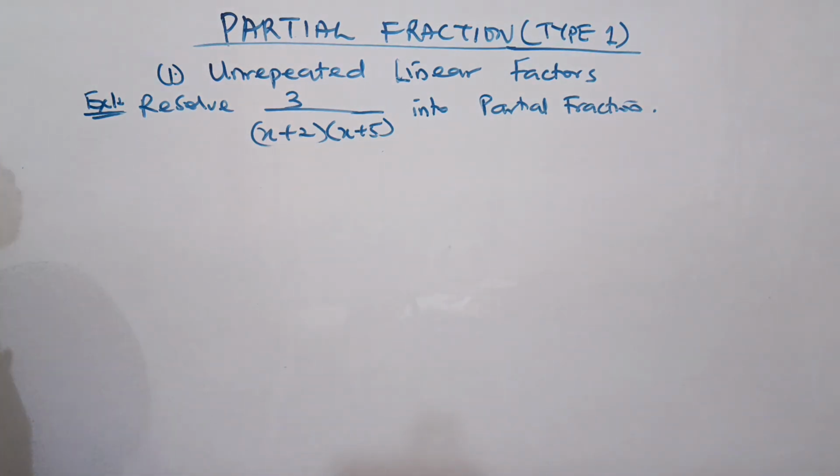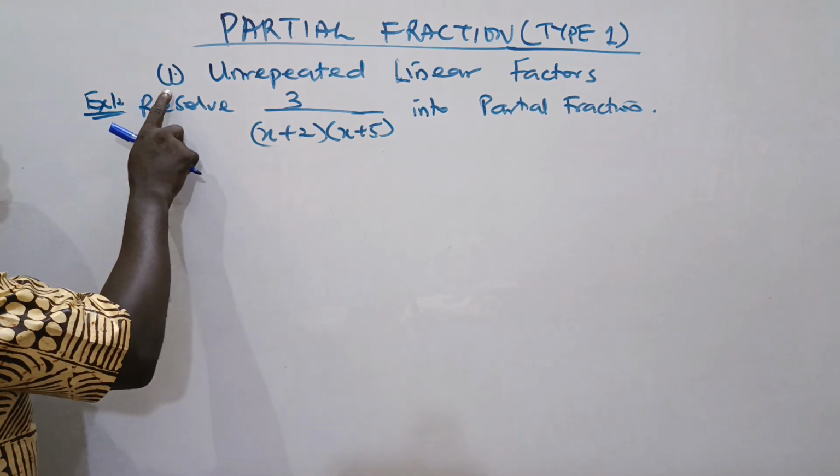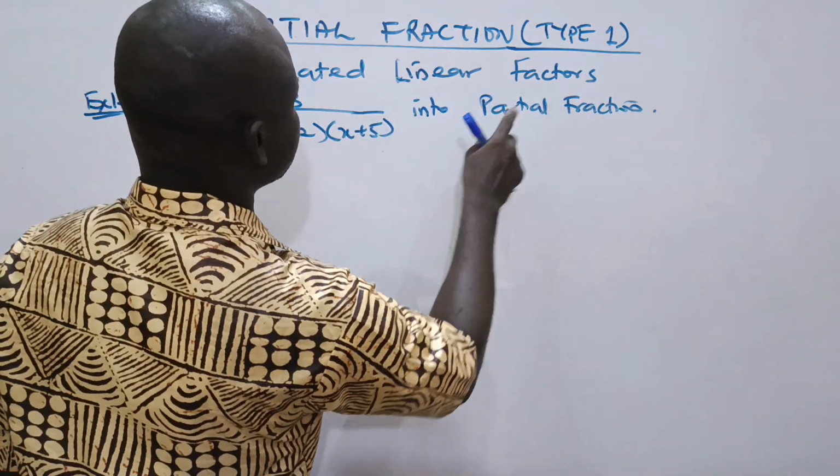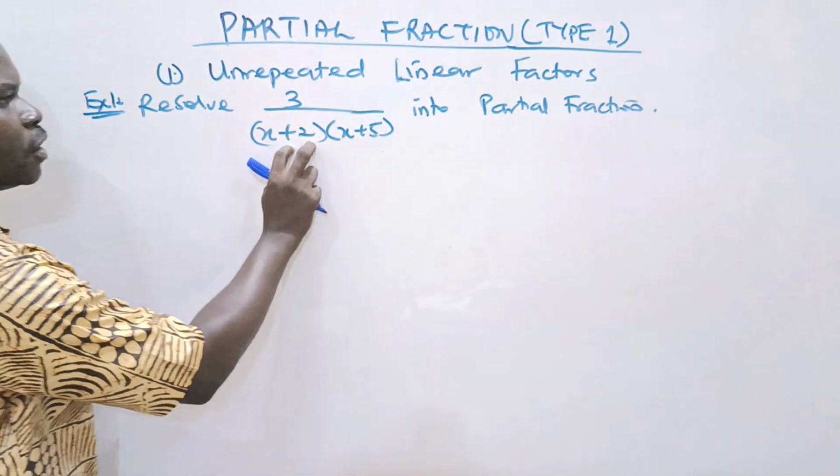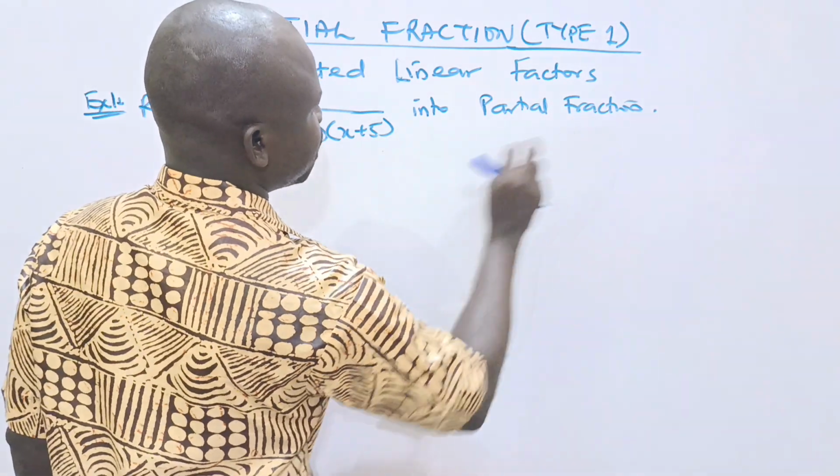Today, we want to start discussing the different types of partial fractions that we have. I'm starting with type 1. Type 1 simply means where we have unrepeated linear factors at the denominator. So how do we resolve this compound fraction into the sum of its partial fractions?